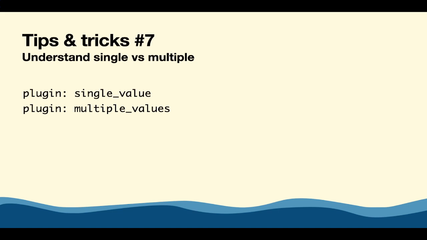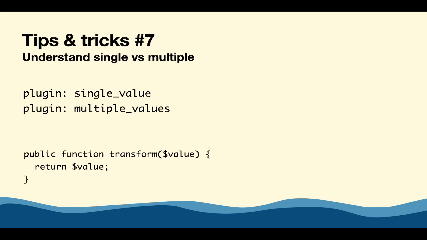This is one that really confused me for a while: single values and multiple values. It confused me because they both have these two plugins, and they both have a transform method that looks a bit like this. And I thought, what's going on here? This is not doing anything. When would you use this?